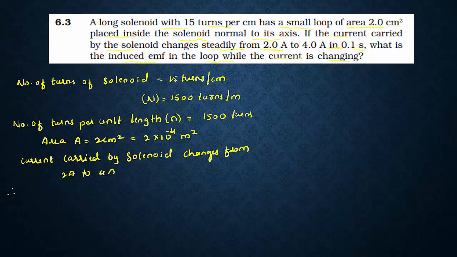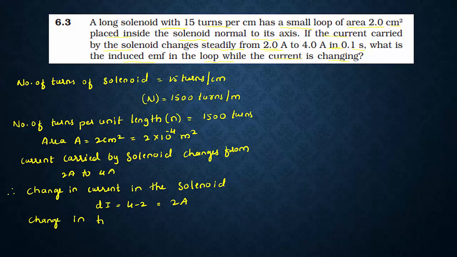Therefore, the change in current in the solenoid, generally we can write it as dI. So dI equal to final current minus initial current, 4 minus 2, we will get 2 ampere. This is the change in the current. Similarly, this changing current takes place in the time 0.1 second, so change in time dt is 0.1 second. What is the induced EMF in the loop while the current is changing? We have to find the induced EMF.